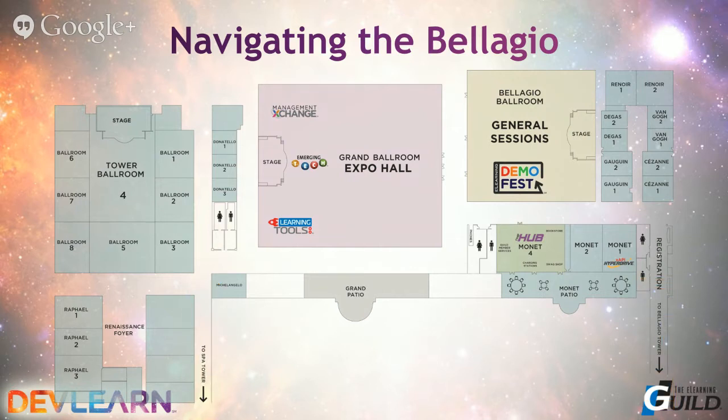Now, when you get to Las Vegas, the first thing you're going to want to do is go to registration, check in, and pick up your conference materials. The registration desk is going to be just outside the hallway to the Bellagio Tower on the right-hand side of the map, just outside of the Monet rooms that you see there on the right-hand side of the screen. So make that your first stop when you get to Las Vegas. Stop by the registration desk, check in, get your materials, and then you can go on with your trip to Las Vegas and to Devlearn.